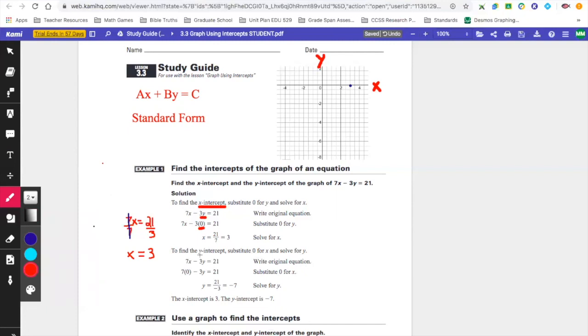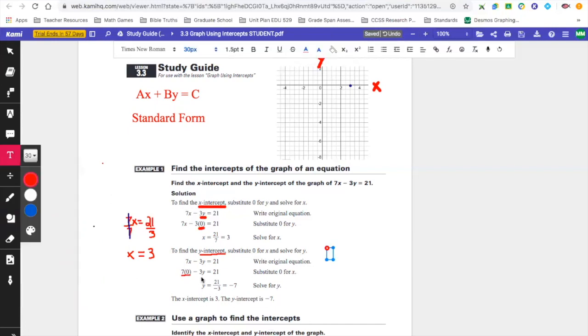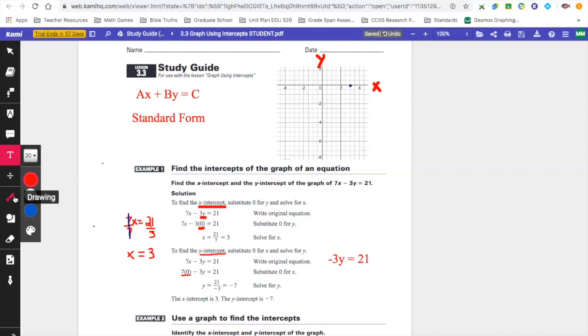This time I want to find the y-intercept. What do I do to find the y-intercept? This time I would have to let x equal 0. When x equals 0, I have the equation -3y equals 21. And now I will solve this one-step equation. Y is being multiplied by -3, so I would divide by -3. And whatever I do to one side of the equation, I do the same thing to the other side of the equation. Divide by -3.